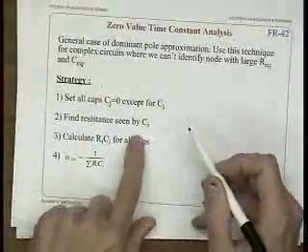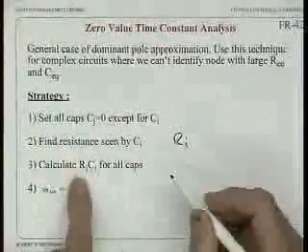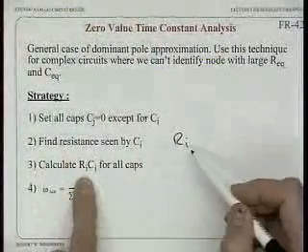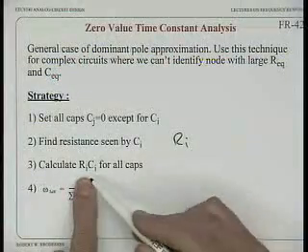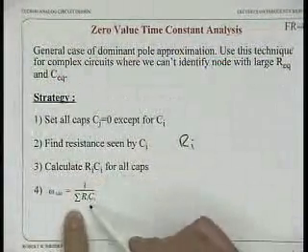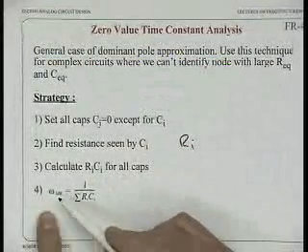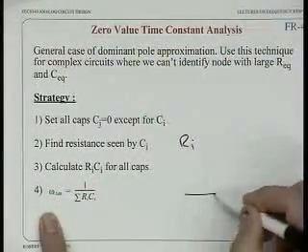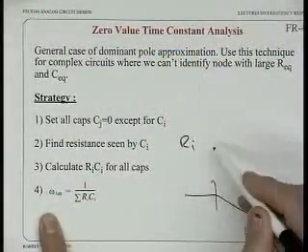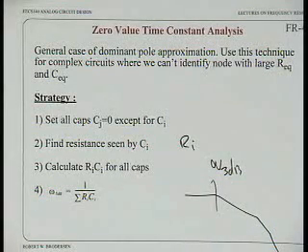So find the resistance seen by Ci. That's what that means. We'll call that Ri. Calculate the time constant associated with every one of those capacitors. Calculate all of the Ri Ci. Then sum up that sum of time constants, take 1 over that, and you have the approximation to the lowest frequency pole, to the 3 dB. There'll be other ones, but we're calculating the lowest frequency one. Okay, so there it is. That's the zero time constant method.